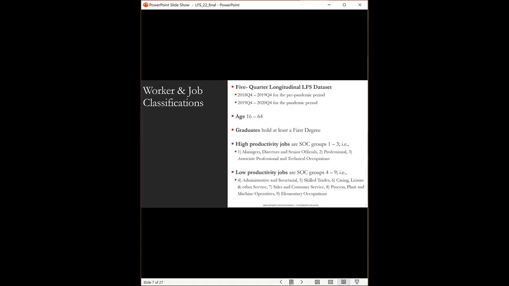Now, moving on to the data, we use the 5-quarter longitudinal LFS data. For before the pandemic, we used data from the end of 2018 to the end of 2019. And for the pandemic period, we used the end of 2019 to the end of 2020. We split workers into graduates and non-graduates. Graduates are those who have at least a first degree, and non-graduates are all the others with less than a first degree. For high productivity jobs, we classify those as those in SOC groups 1 to 3. And low productivity jobs, we classify those as the rest, that's groups 4 to 9.